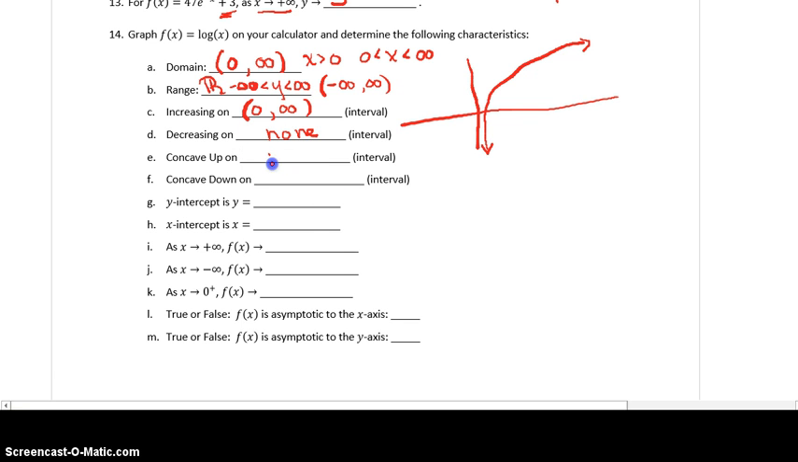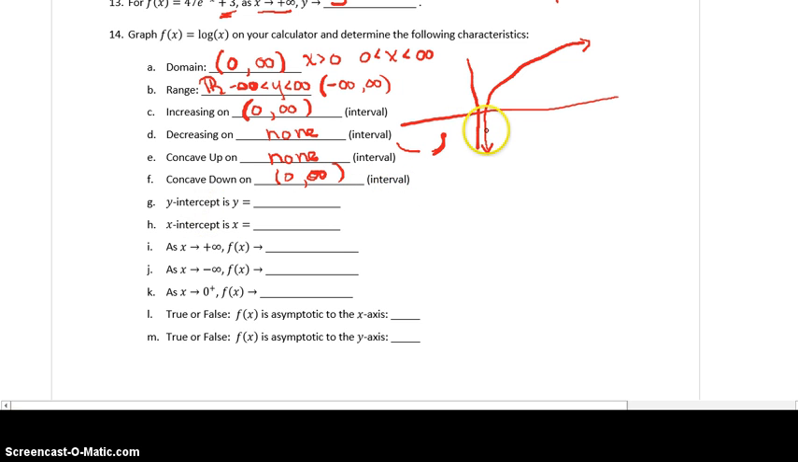Where is it concave up? It's never concave up. Remember, concave up means curved upward. So could be like that, could be like this. Concave down, looks like it's concave down everywhere. It's curved down. Even though it's increasing, it's still curved down. So we can, again, use the domain as the interval for concavity because it's concave down in the whole domain.